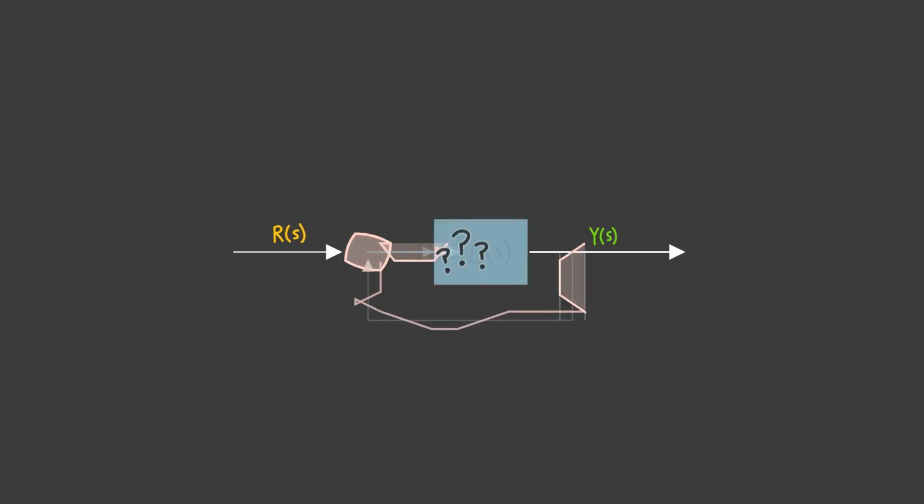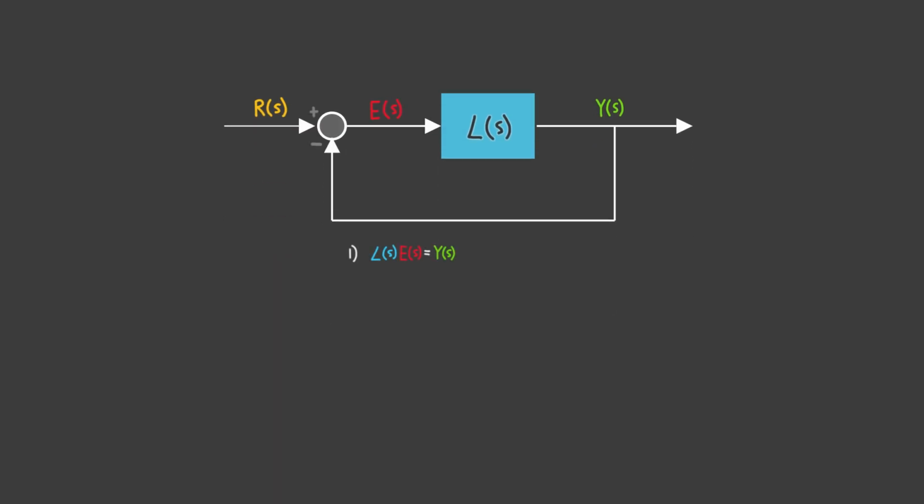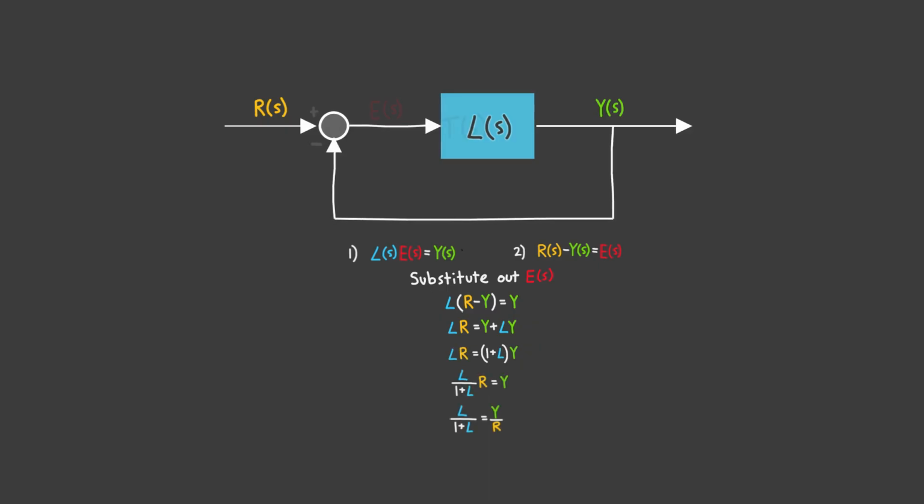Let's do some math. Well, we know one equation is L of s times E of s equals Y of s. And we can get another equation with this summation node. R of s minus Y of s is equal to E of s. If we substitute out E of s from equation 2 into equation 1, we get L times (R minus Y) is equal to Y. And if we bring the Y's to one side, we get LR equals Y plus LY, which means that we get this, and this, and this. And there we have it.